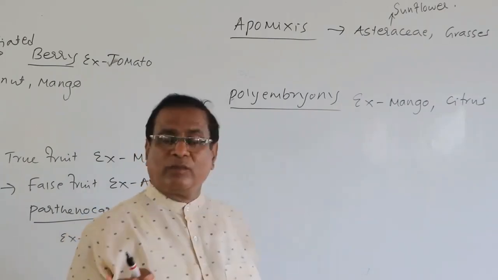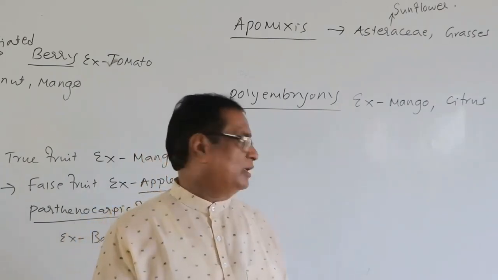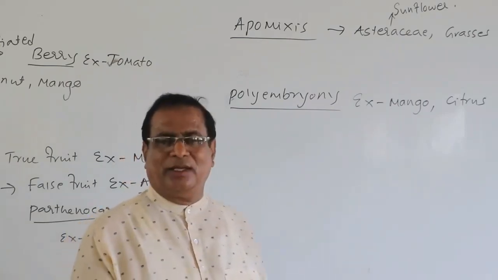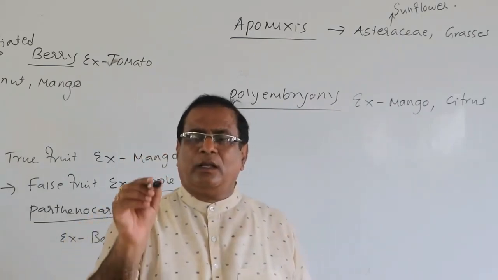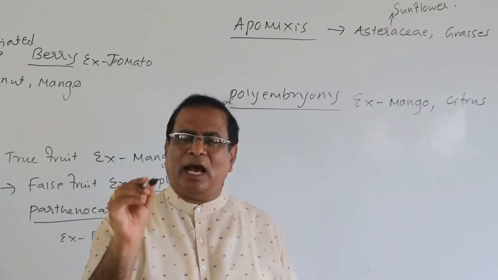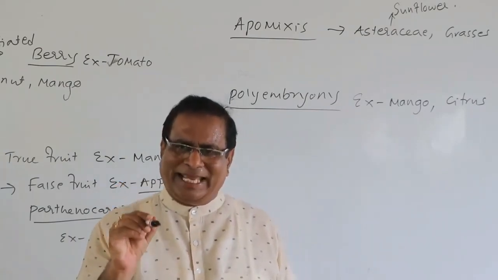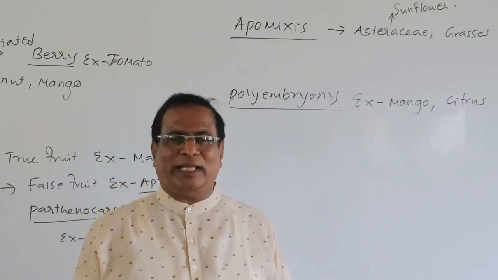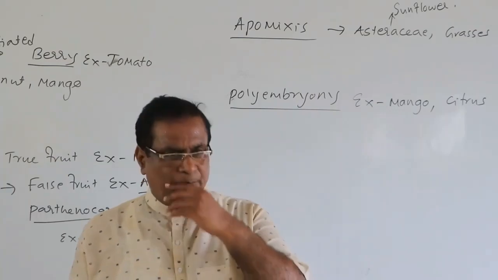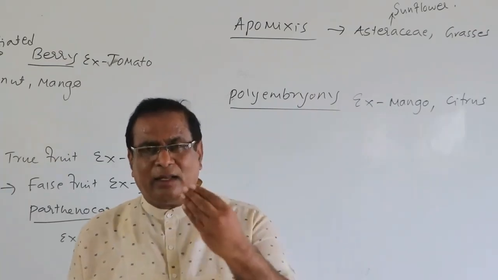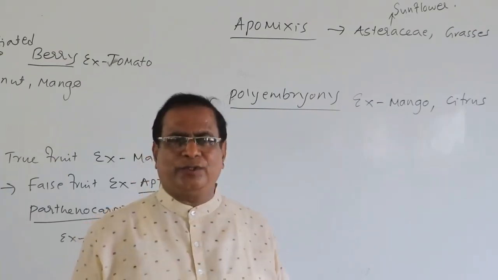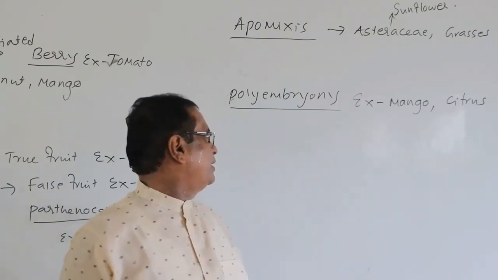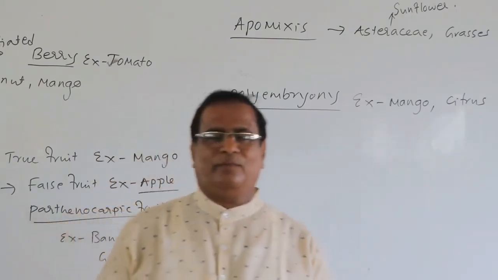Polyembryony is a condition we see in some species of mango and citrus, where some nucellar cells around the embryo sac get enlarged and become embryo sacs, so that there is more than one embryo in the seed, and that is said to be polyembryony.